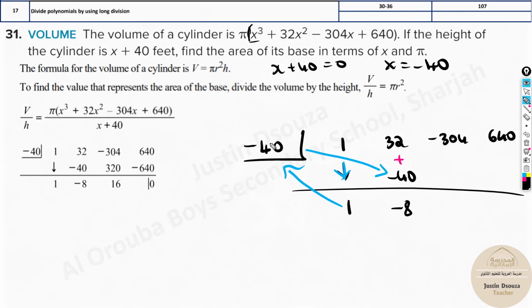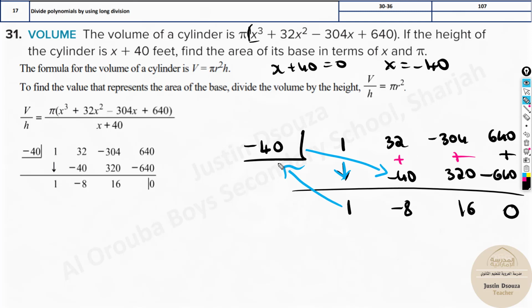Now again multiply this with minus 40. Now 8 4s are 32. It will be minus times minus, positive 32, and 0 is there. Add this up. What happens when you add it up? It will be 16, 20 minus 4 is 16. Now this multiplied by minus 40. Okay, 16 times 4 is 64, minus 64, and 640. Add it up, 0. This is it.